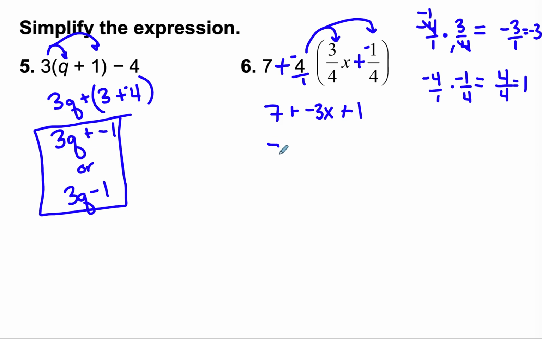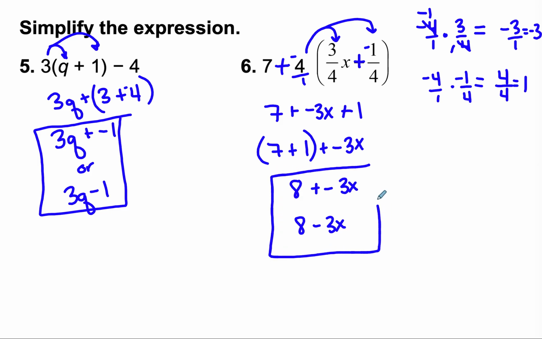Now I'm going to use the commutative property, put those like terms together. The 7 and the 1 are my like terms on this one. 7 plus 1 is 8. So I have 8 plus a -3x, or you could write it as 8 minus 3x.